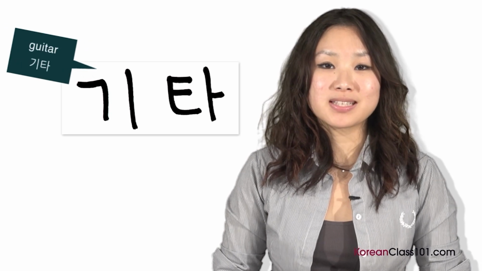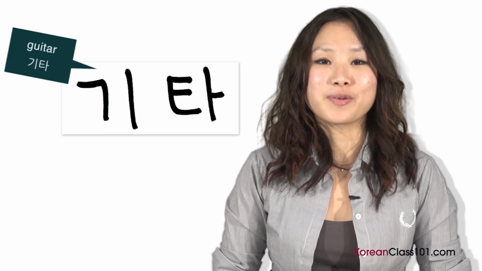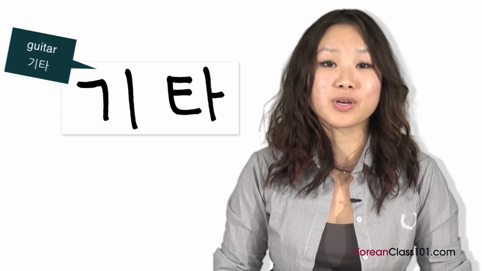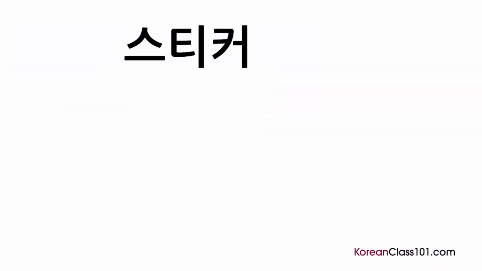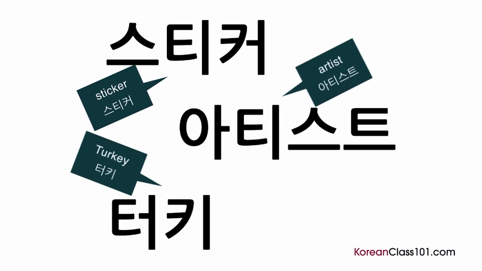You can probably guess the meaning of the next word after hearing it. 기타. It means guitar. Korean has many of these words that come from English with a slight change in pronunciation, such as sticker, artist, and turkey.